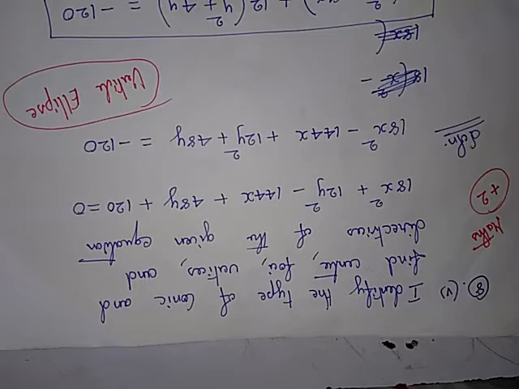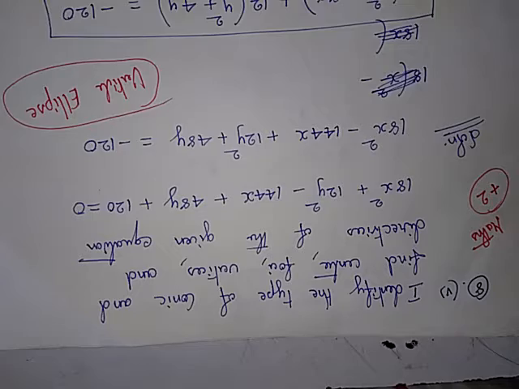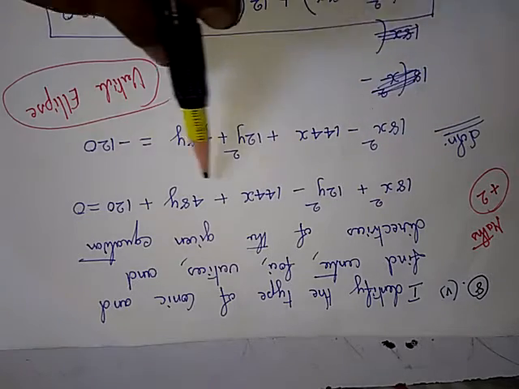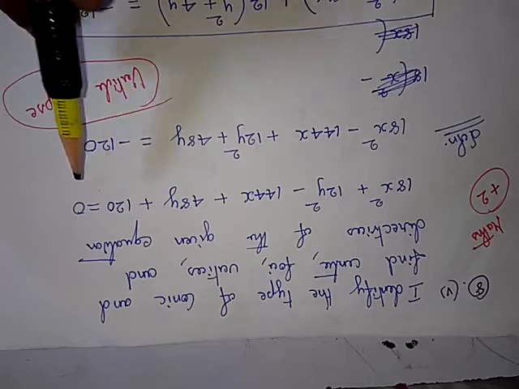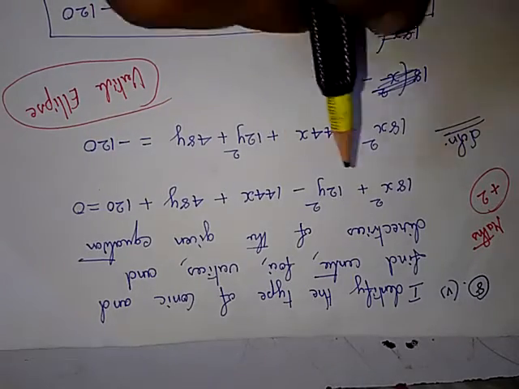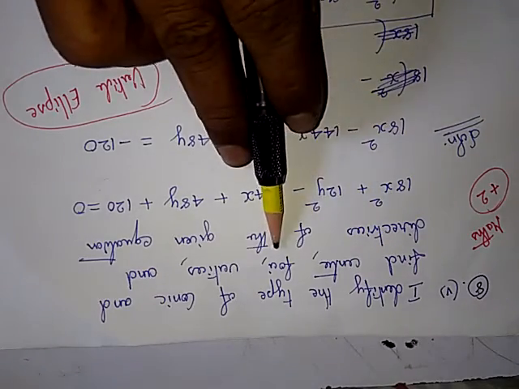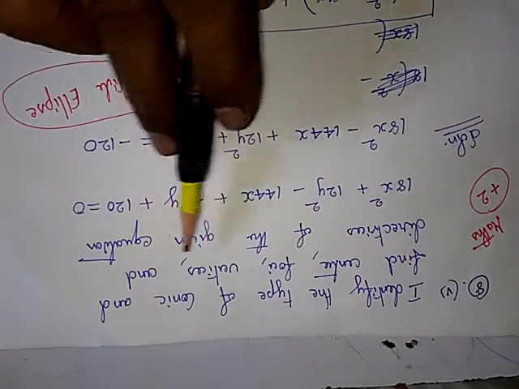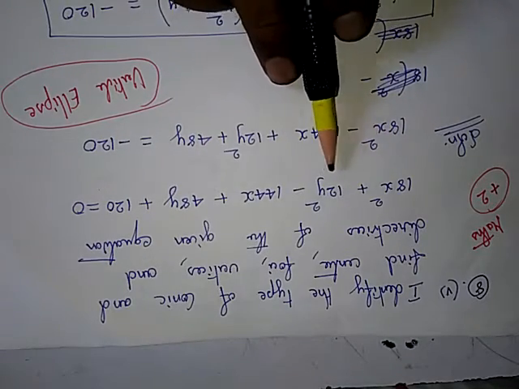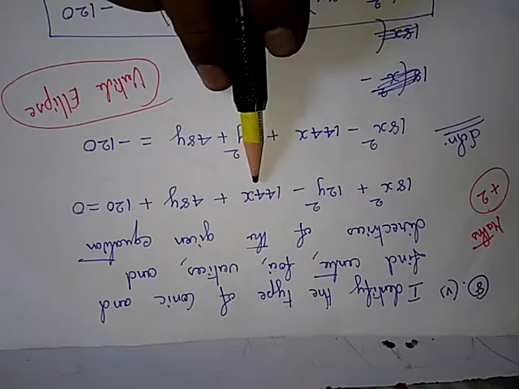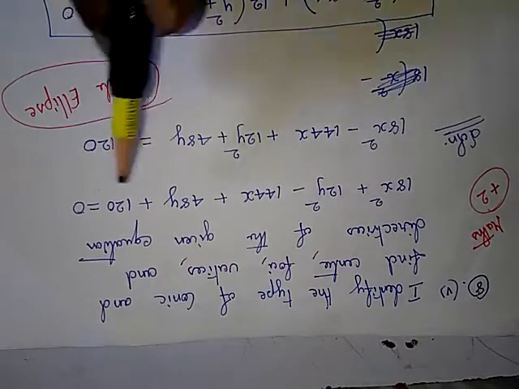First, today we are going to see one problem from Plus Two Maths. So we have to solve this equation and find the type of conic. Identify the type of conic and find center, foci, vertices and directrix of the given equation: 18x squared plus 12y squared minus 144x plus 48y plus 120 equal to 0.